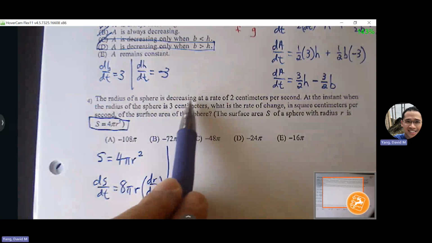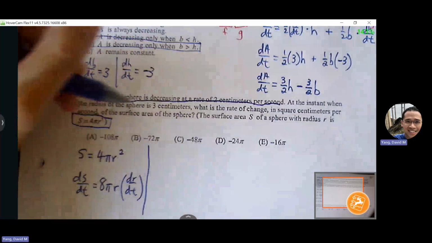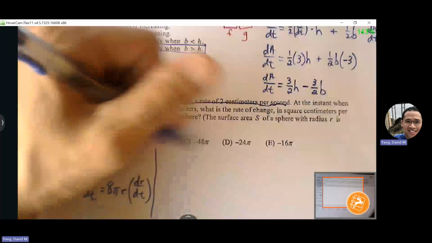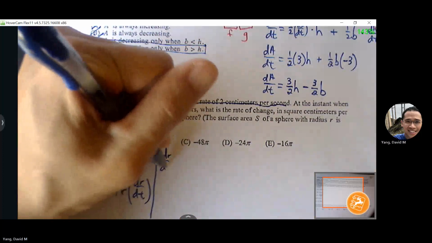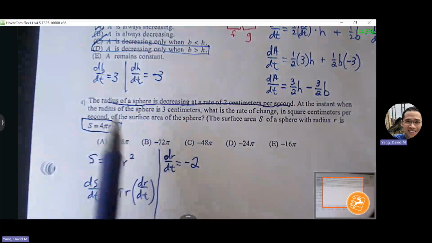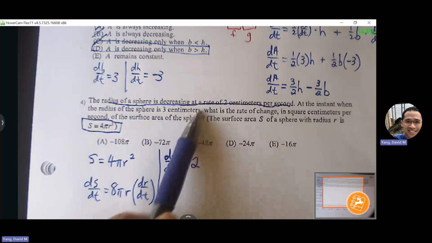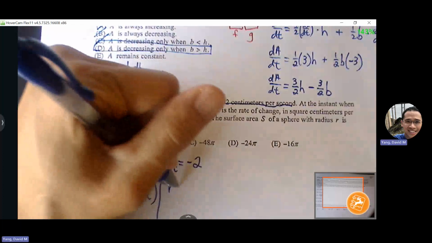The sphere is decreasing at a rate of 2 centimeters per second. What is that referring to? Okay. Anything special about the dr dt? Any adjustment? Negative, yeah. At the instant when the radius of the sphere is 3 centimeters, so this is just the radius, there's no time component here, just r equals 3.